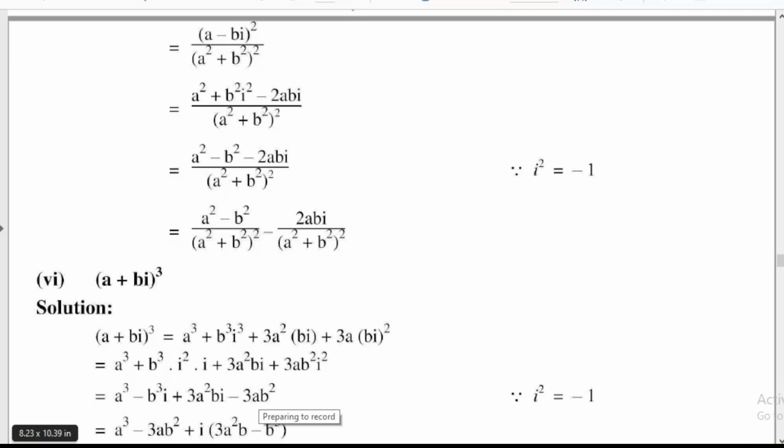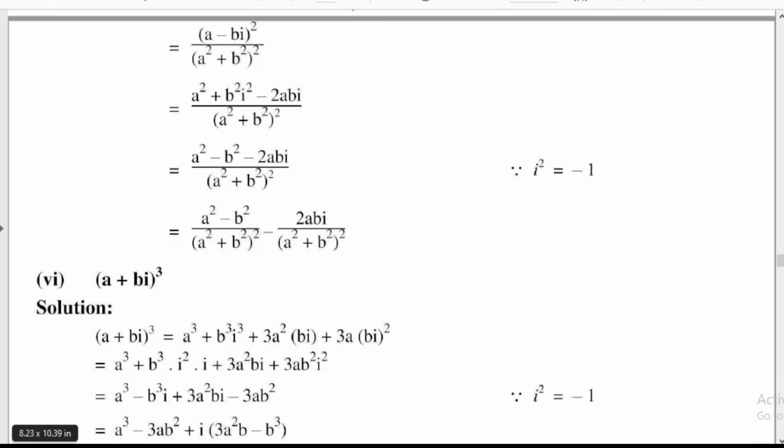(a + bi)^3 can also be written in formula form, that is a^3 + (bi)^3 + 3a^2(bi) + 3a(bi)^2. So a^3 + b^3 i^3 can also be written in the form of i^2 · i + 3a^2 bi + 3ab^2 i^2.